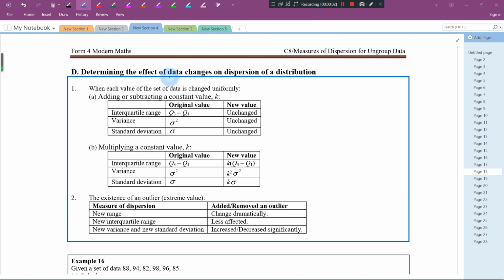Hi everybody, let's look at the effect of data changes on dispersions of distributions. What I'm talking about here is they change uniformly. For example, if I have a set of data which consists of 5 data, x1, x2, x3, x4, and x5, they change uniformly. It means that they change in the same manner. For example, if one of the data times 2, every single data for that set of data will times 2 as well.